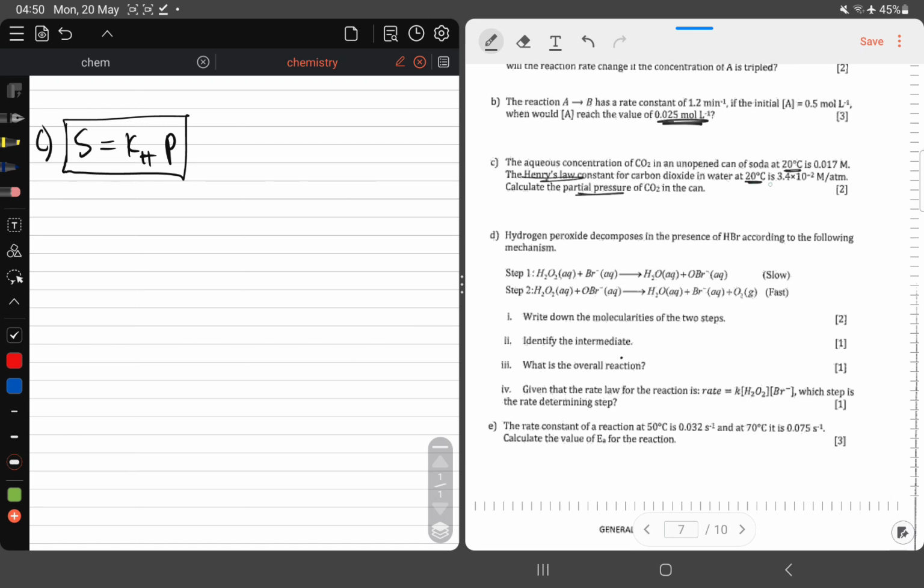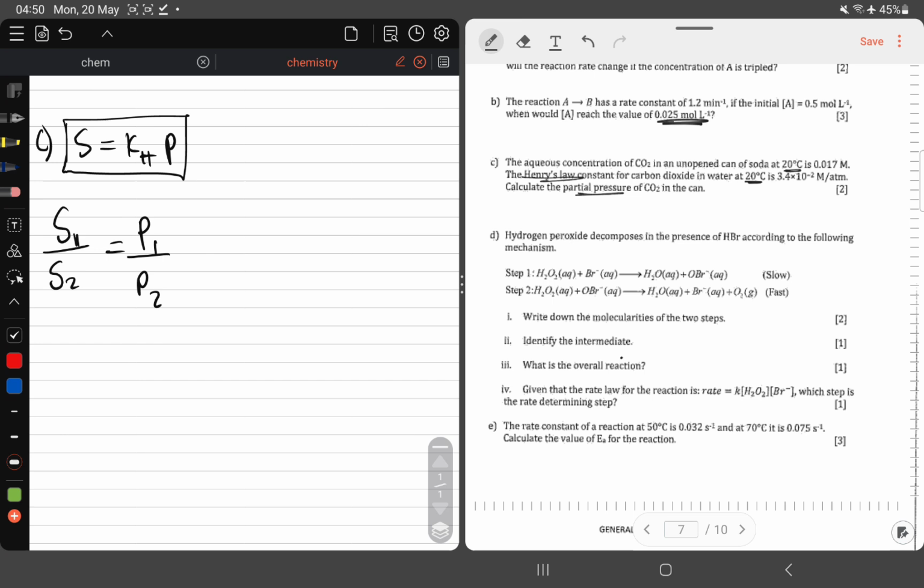But if we were to compare the solubility at two different pressures, then we have to use the other one. That one says S1 over S2 is equal to P1 over P2. S1 over S2 is equal to P1 over P2. Don't ever forget that one.